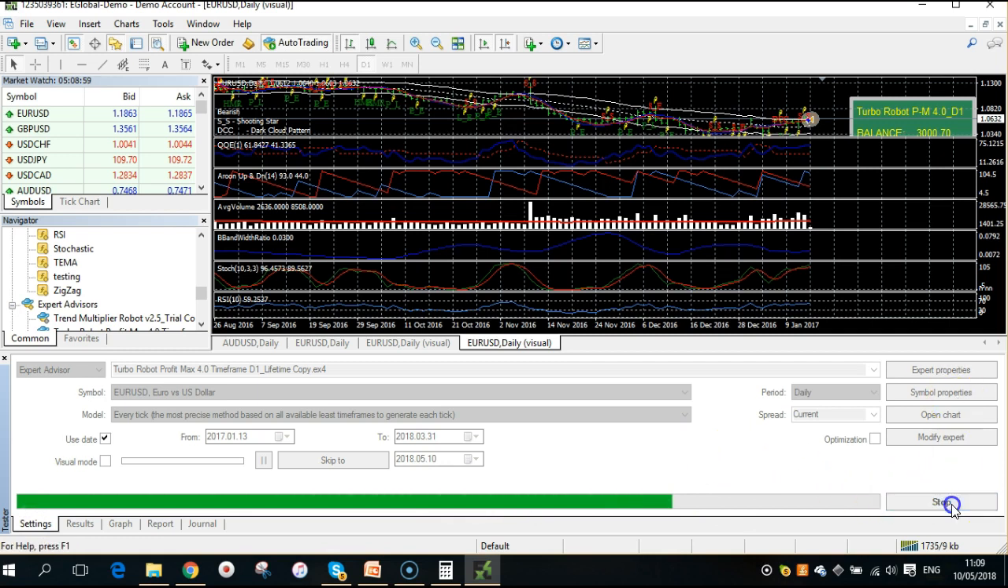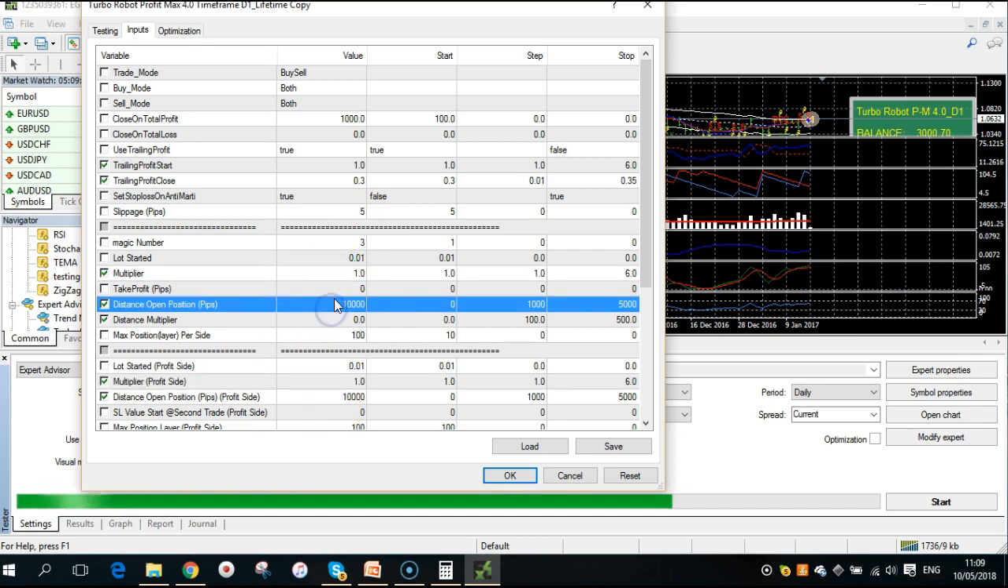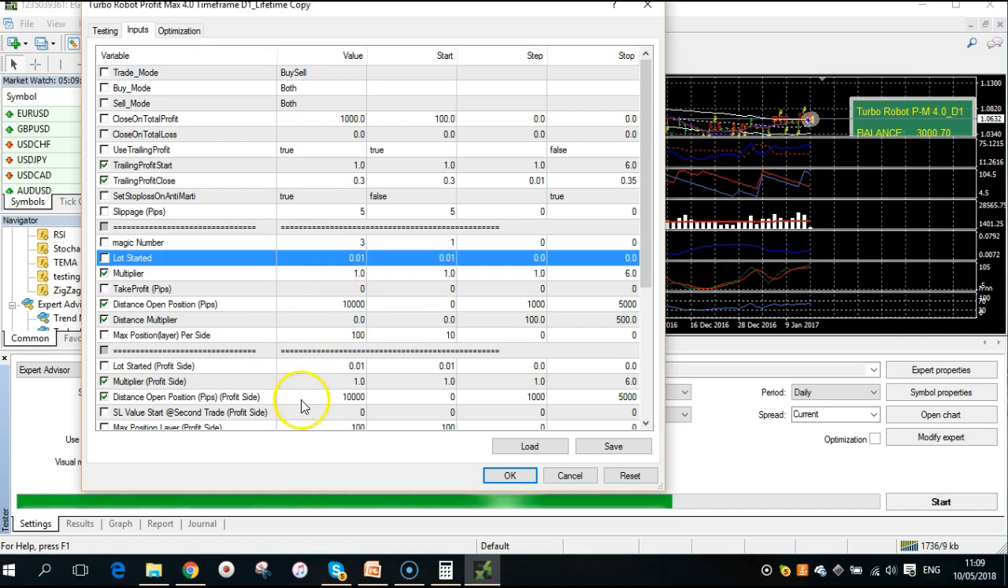So I will stop this now, and make sure of your settings. Remember this: if you are setting without a multiplier, or you don't want martingale, then follow these particular settings. Okay, all right.